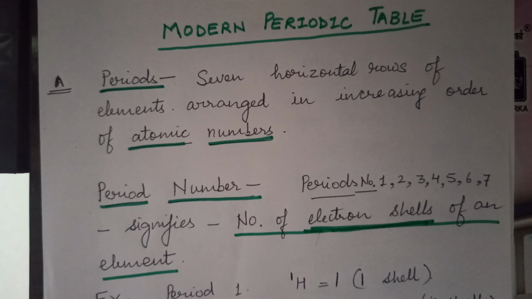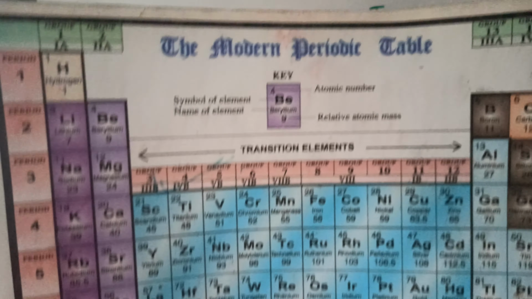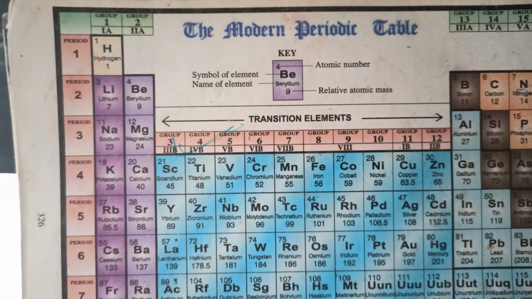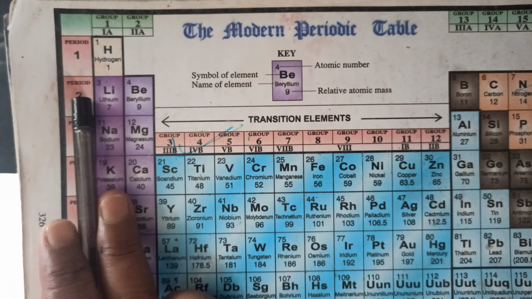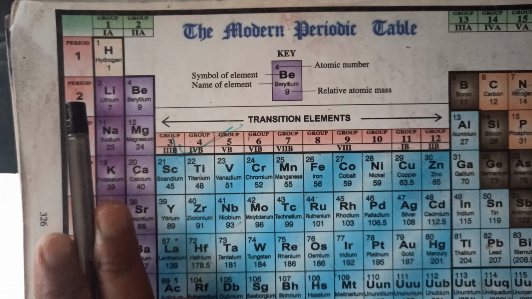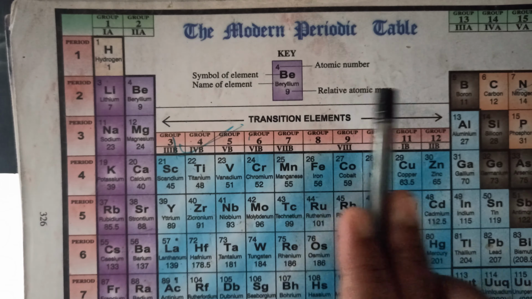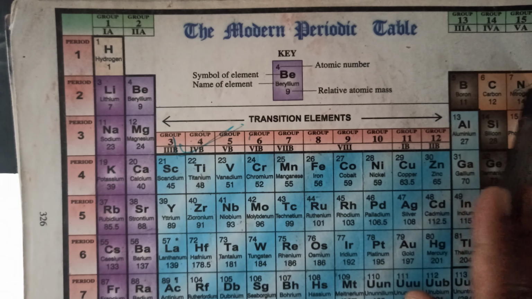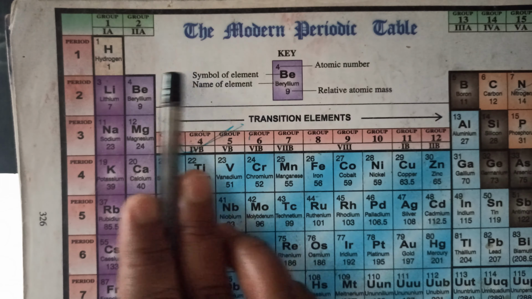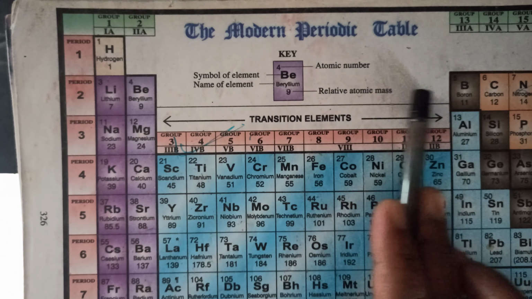Last time I told you that periods are the 7 horizontal rows of elements arranged in increasing order of atomic numbers. That means as you move from left to right, if you see the periodic table here and we are moving in period 2, we are moving from lithium to beryllium, then boron, carbon, nitrogen, oxygen, fluorine and neon. Left to right, this is moving in a period.